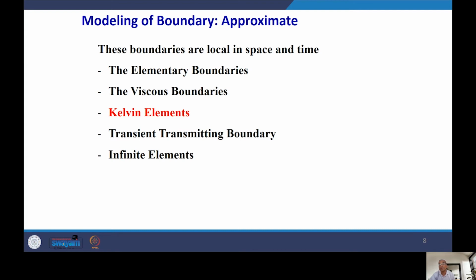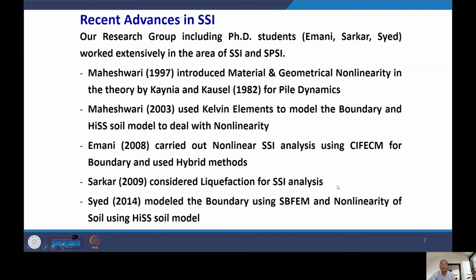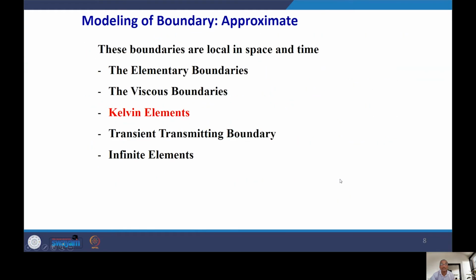And one of the boundaries was the consistent boundary. In the consistent boundary, Kelvin elements are also one of the consistent boundaries, which consist of springs and dashpots. Using the Kelvin elements, some work was done in 2003, as mentioned in this report, which is Maheshwari 2003, and we are going to discuss some of the results.